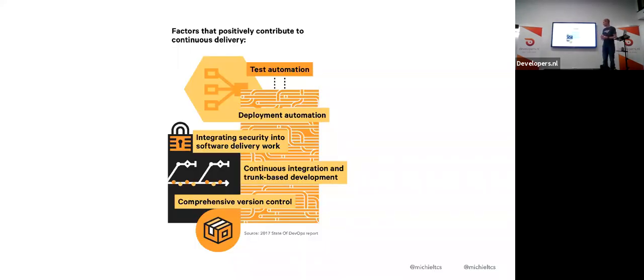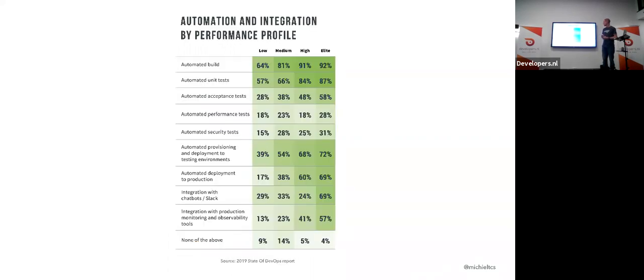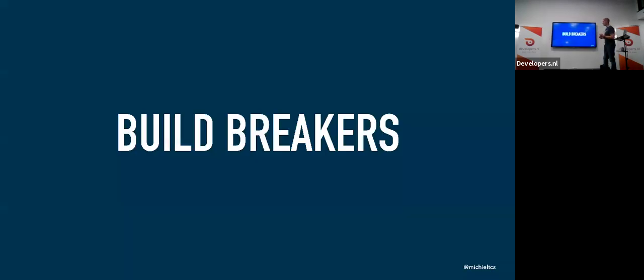Research has shown, for example, in the State of DevOps reports, that high-performing teams have a lot of automation going on in their daily work, in their way of working. The most important parts are an automated build followed by automated unit tests, and we'll come to what those mean. And research has consistently shown that the most high-performing teams have the most automation, especially for the things that require no human involvement. But tonight I'm going to talk to you about a concept called a build breaker.